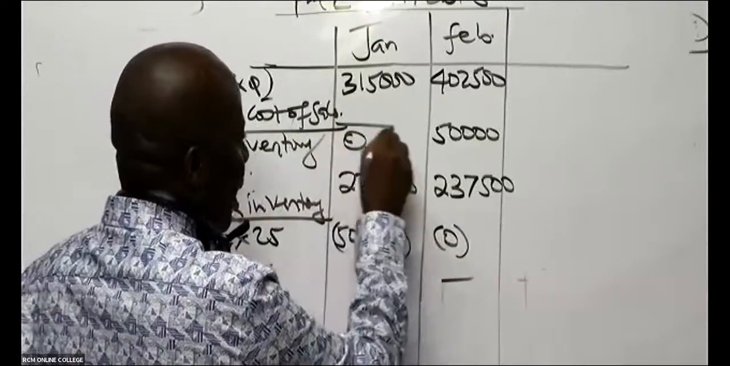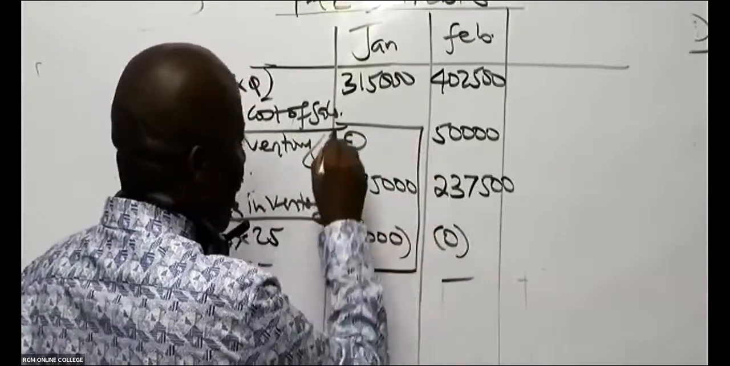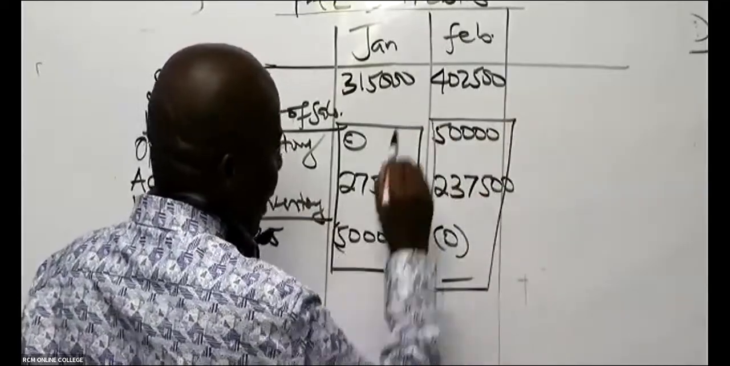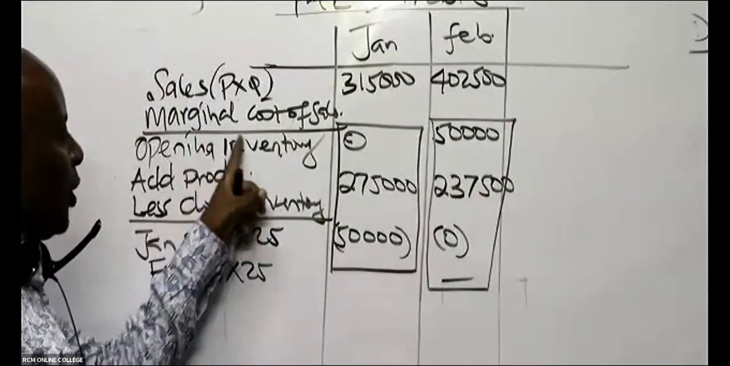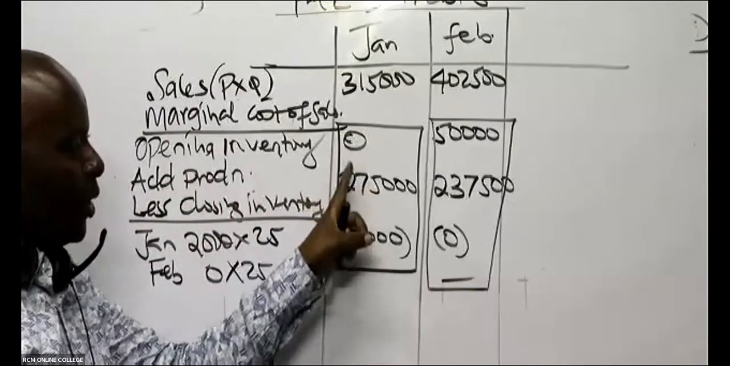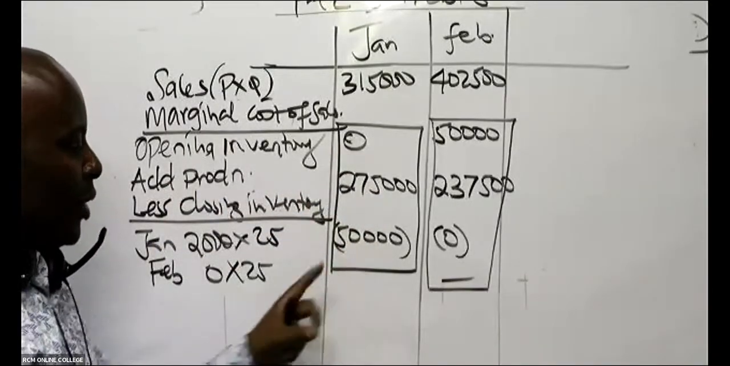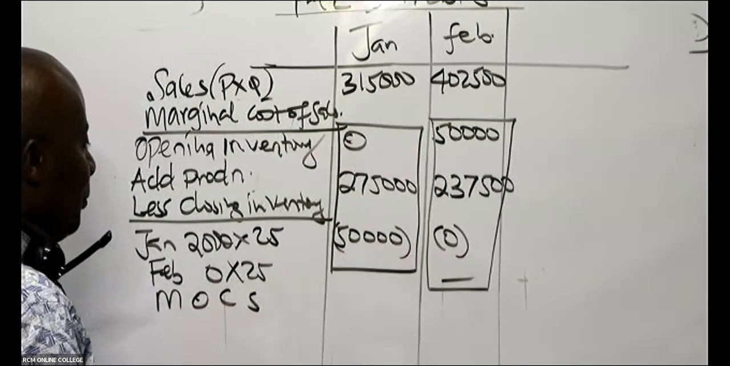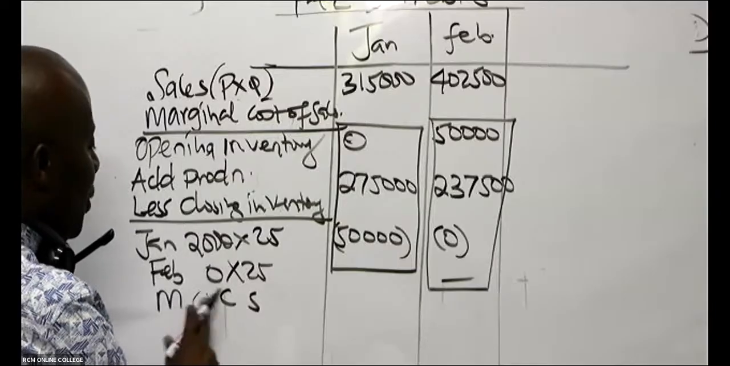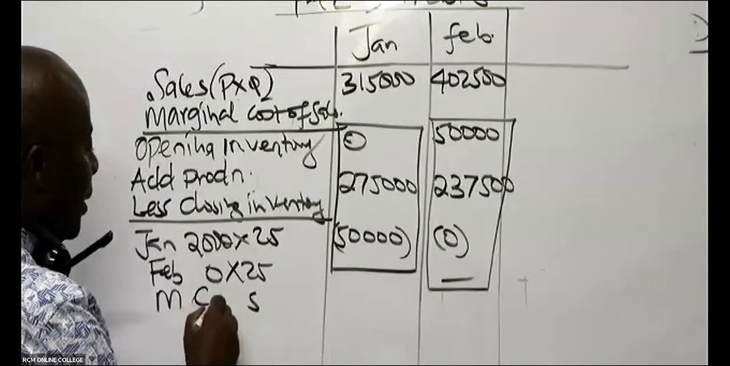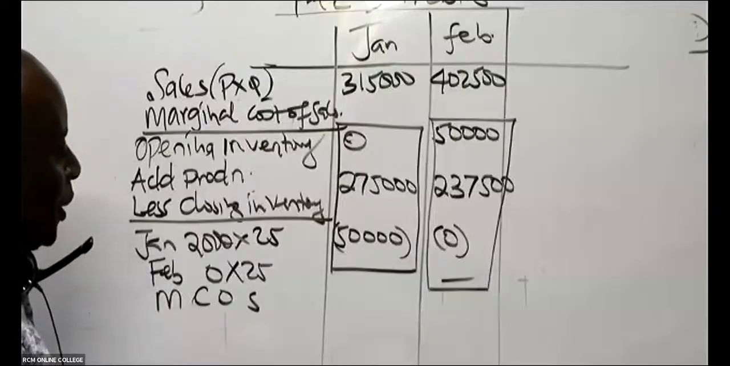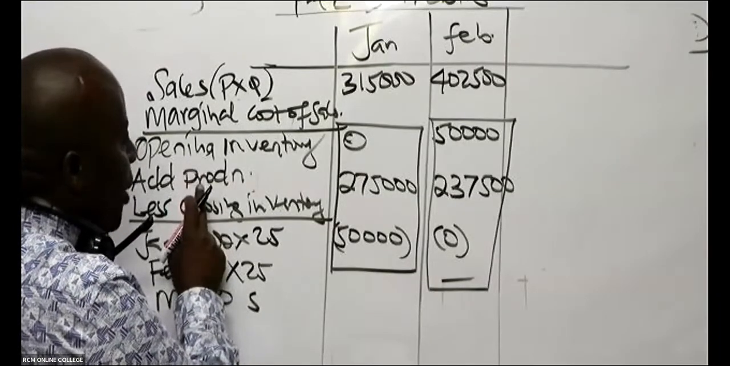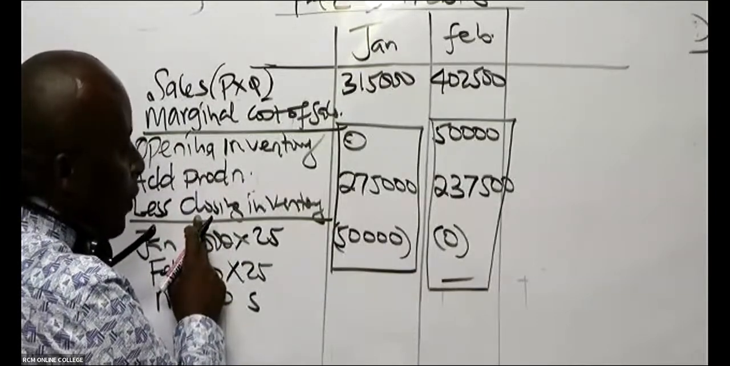Please take care of these 3 numbers. Always take care of those 3 numbers. So you take opening inventory, you add the production, so you take 0 plus this minus this. You give me the MOCS, the marginal cost of sales. So remember, to get marginal cost of sales, you take opening, you add production, you less closing inventory.